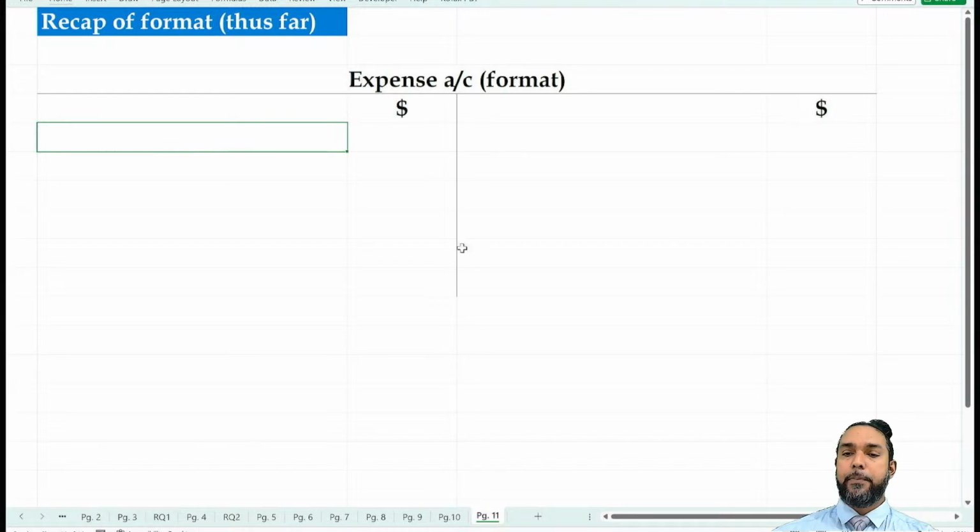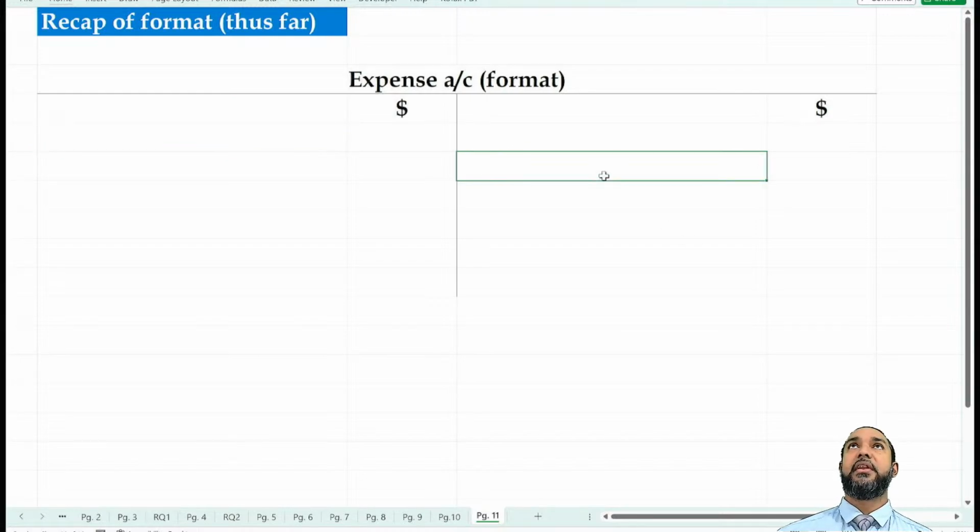All right. So there are two things. There's one thing that should always go in an expense account, right? When you're accounting for an expense, usually you always need to put the amount incurred, right? The amount incurred is the amount that we were supposed to pay for that item, right?